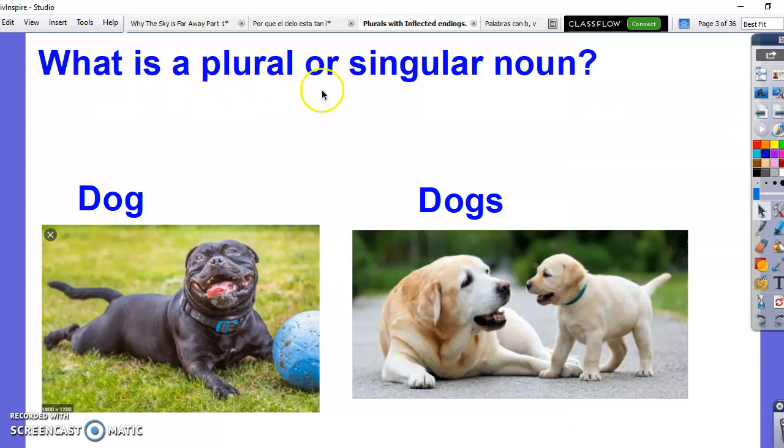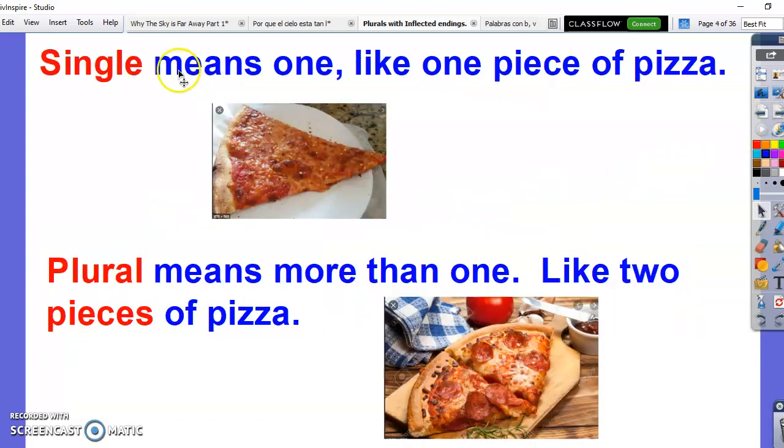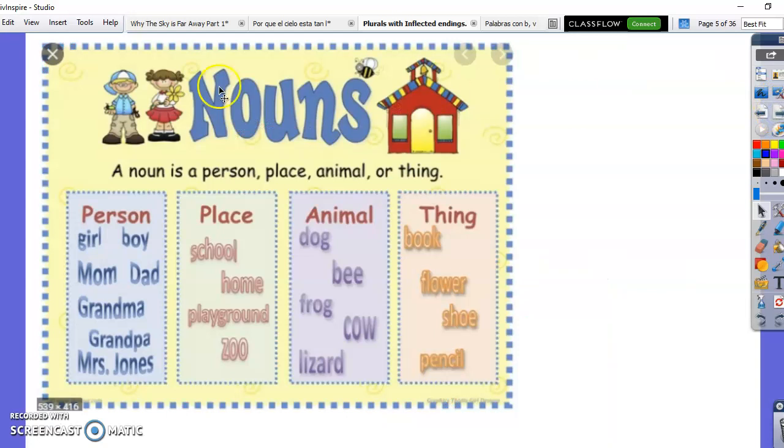What is a plural or singular noun? Single or singular means one, like one piece of pizza. Plural means more than one, like two pieces of pizza. Just wanted to go over nouns because we are talking about the plurals of nouns. Nouns are just a person, place, animal, or thing.